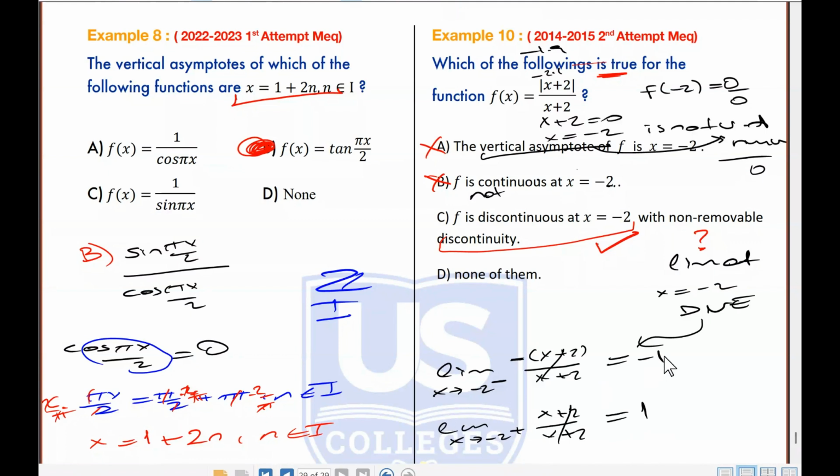So the left-sided limit gives you negative 1. The right-sided limit gives you positive 1. So since the right and left sides are different, the limit does not exist at x equals negative 2. So it has non-removable discontinuity since the limit does not exist. So that part is also true. So option C is true then.